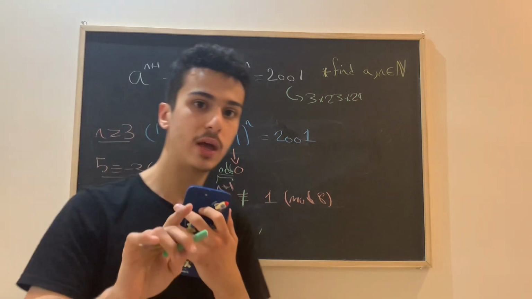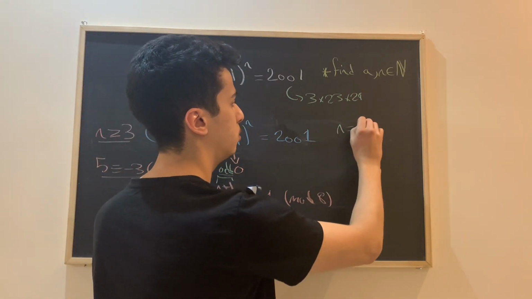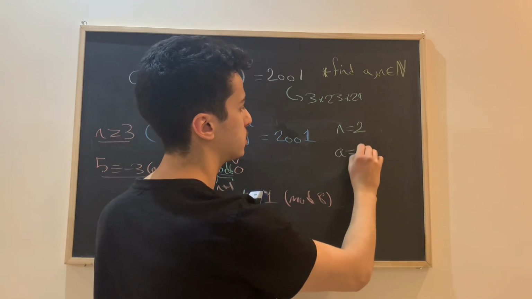This proves that we have only one solution, and that is n equals 2 and a equals 13.